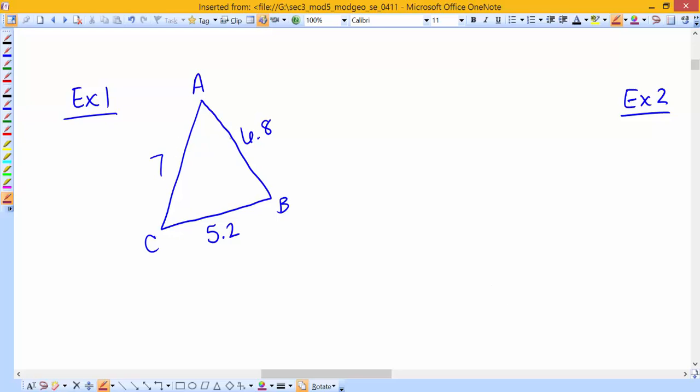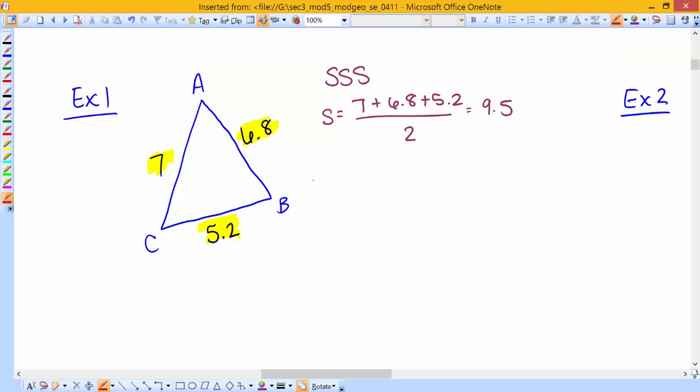All right, so in this one, I see that I am given 3 side lengths. So I'm going to use the side, side, side formula. So the first thing I need to find is S, and S is the perimeter. So 7 plus 6.8 plus 5.2, all divided by 2. So in my calculator, when I do this, 7 plus 6.8 plus 5.2, I get 19 divided by 2, which is 9.5. So now I could plug into the formula for area.